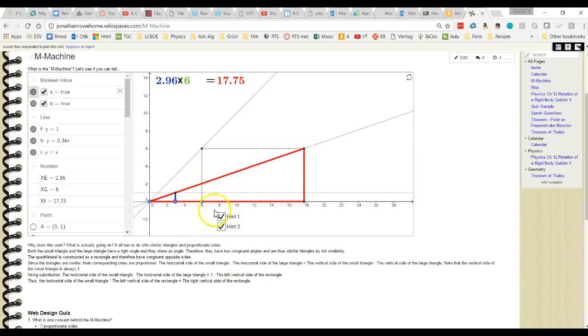So there you go. That's what we get. And that is what's going on with the M machine. And this is really just kind of a cool way to visualize geometrically multiplication.